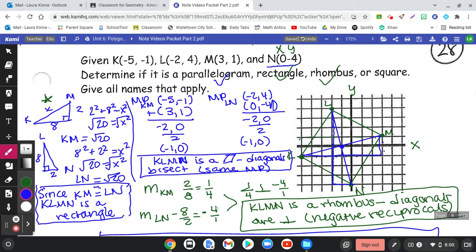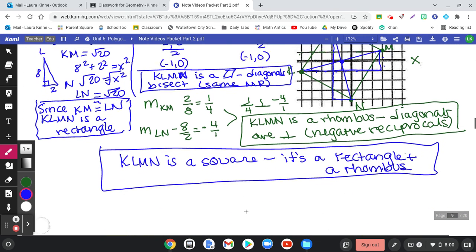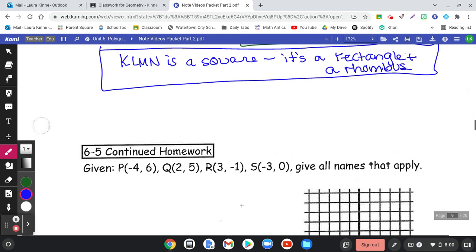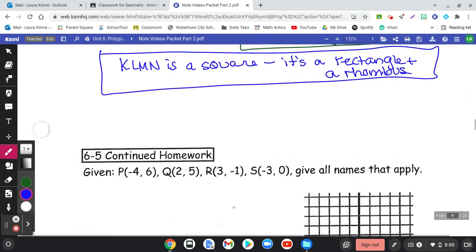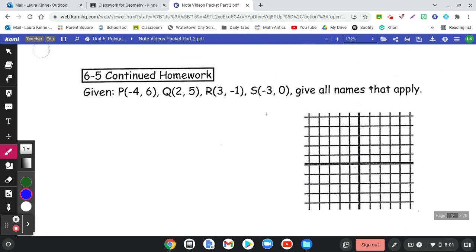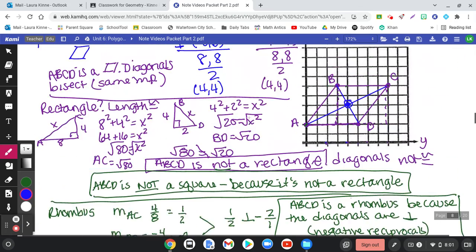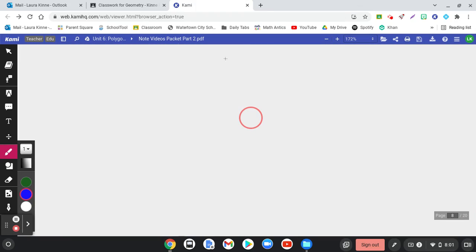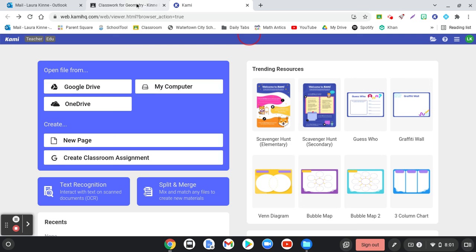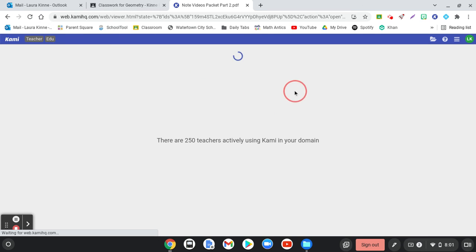Again, I typically don't use diagonals, but I thought it would be maybe kind of fun to try something different. If you want to do the slopes, you can. I like to do the slopes. But you'll notice coming up the 6-5 continued homework, you decide. Do you want to do slopes? Do you want to do the diagonals? It's totally up to you. So we did the diagonals for both of those examples.